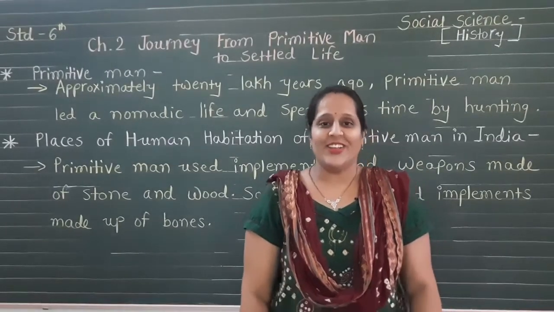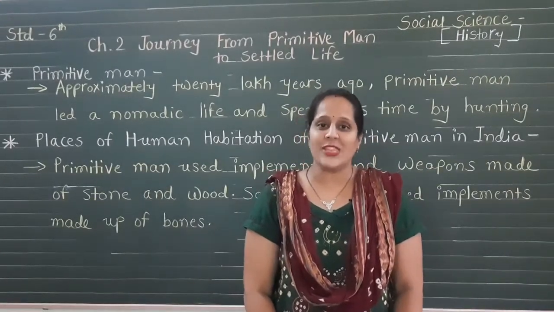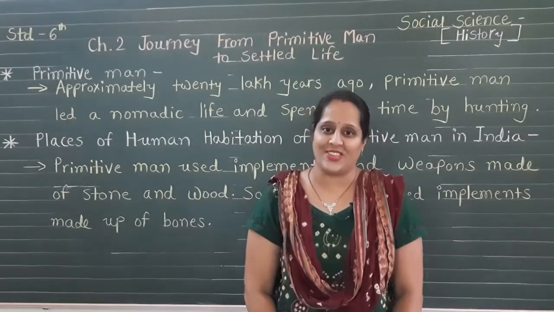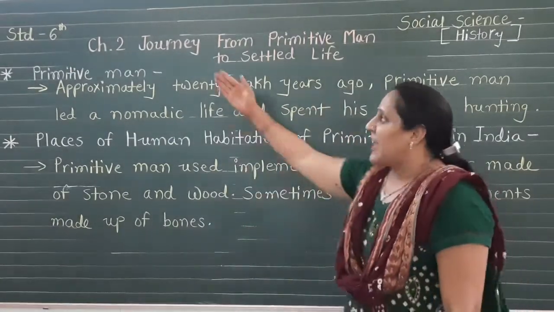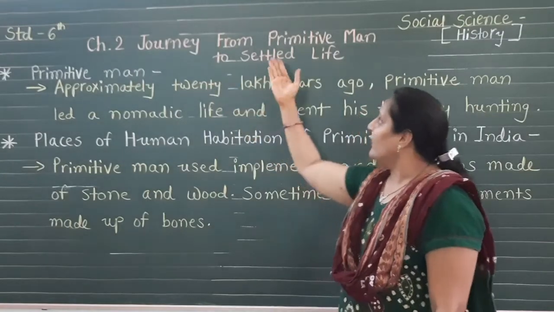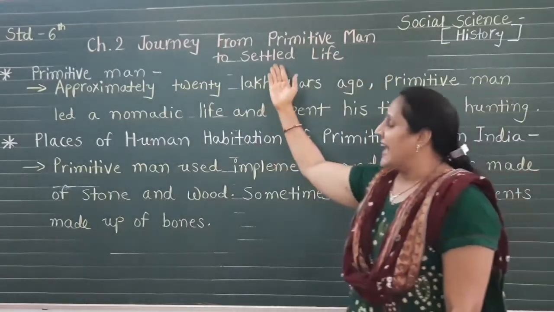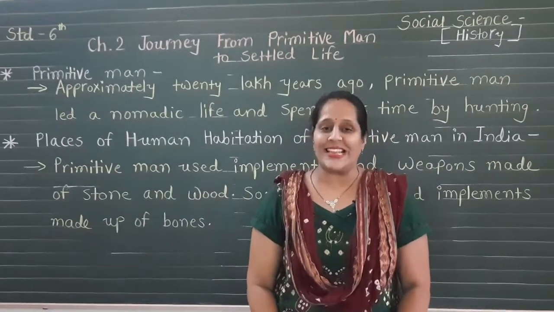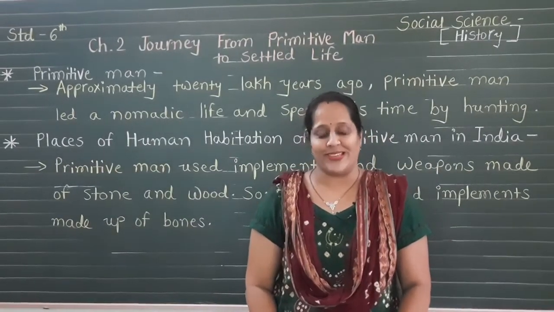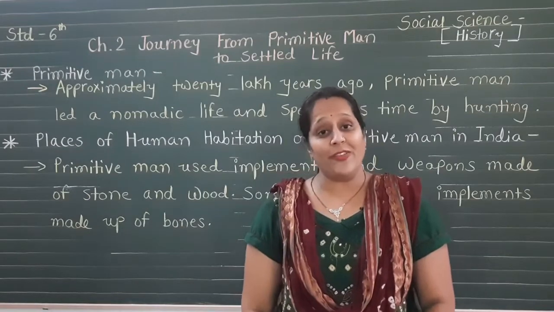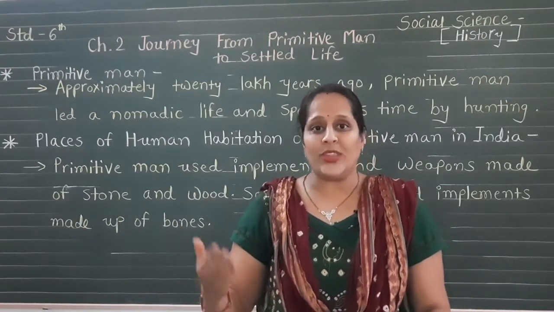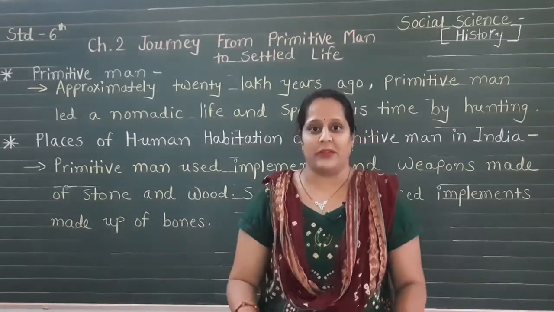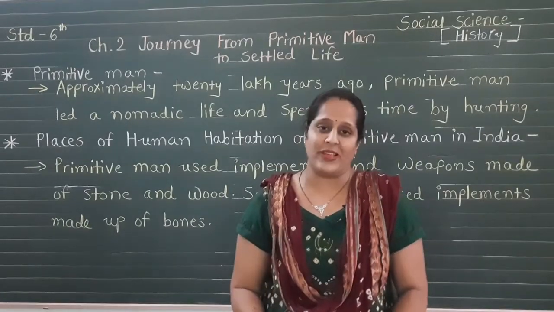Hello children, today I am going to start a new chapter in social science history, that is chapter number 2, Journey from Primitive Man to Settled Life. Yes, in the previous session we already discussed different historical sources like inscriptions. Here we study a new chapter, but before this chapter, it's a quick recap of our previous chapter.